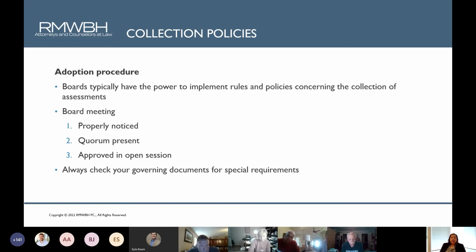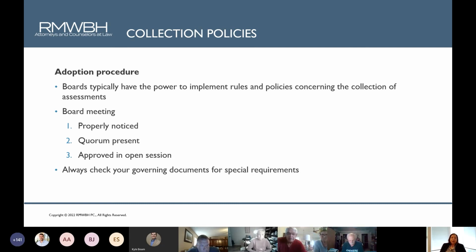And once you find that, know that once you work with your legal team to draft a collection policy, there is a legal process that needs to be utilized in order to adopt the policy. Under Chapter 209 of the Texas Property Code, the board has to adopt that policy in an open meeting, in that open session. And so you need to make sure that that board meeting is properly noticed, which means that there needs to be notice to all the homeowners, whether that's by electronic notice, which is 72 hours or 144 hours before a meeting. And that depends on whether it's a regular meeting or a special meeting.